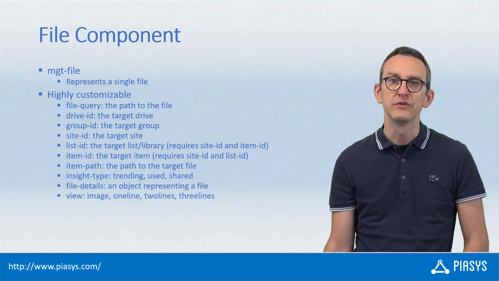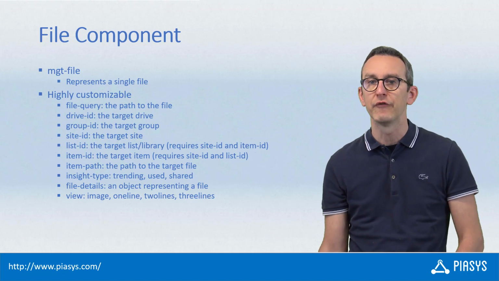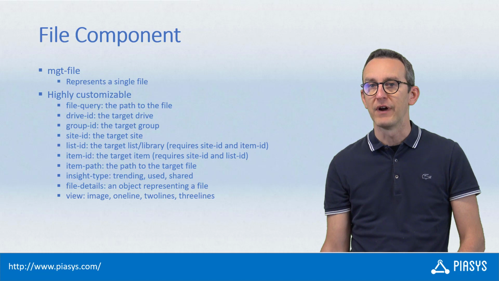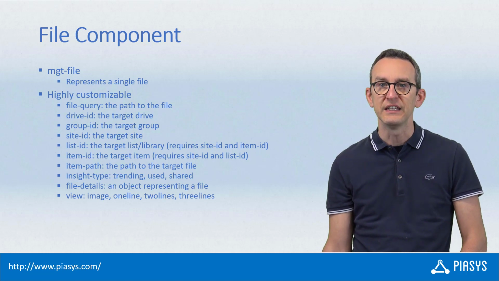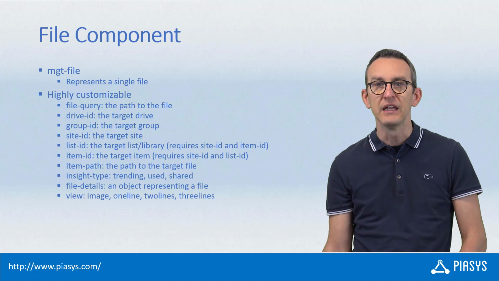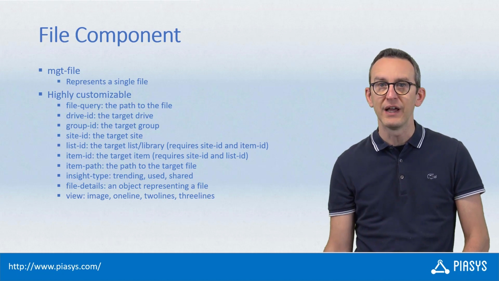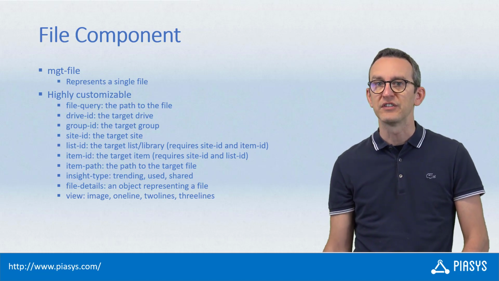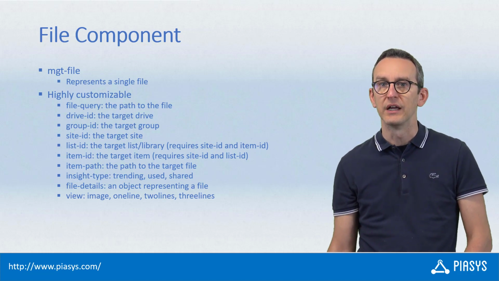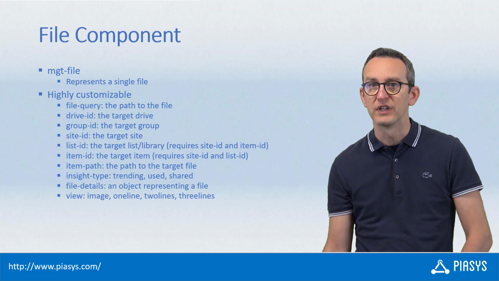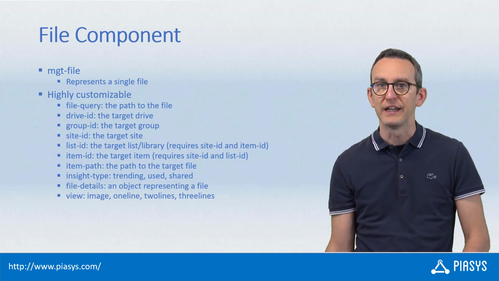When you use the mgt-file component, you can define the query for the file you want to render. You can target a specific group or site ID with a list ID and item ID. If you want to target a specific file, you can configure the insights that you want to see. You can define the output based on one or multiple rows in the output and stuff like that.